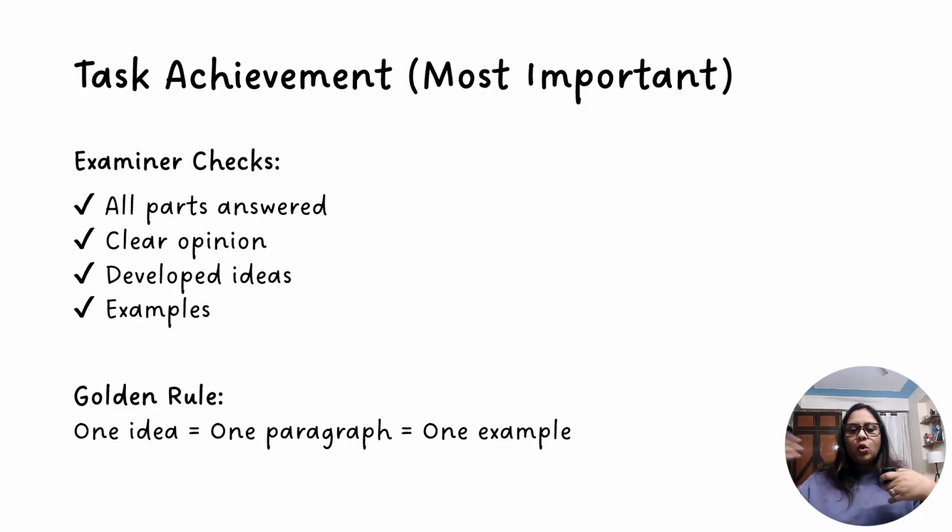So again, the golden rule is one idea, one paragraph, one example, very simple. So if you don't have many ideas, you are saying that I agree with the point, but I have only one major point related to that. So you just use that in the first main paragraph. Give that example, give that point of view, explain it properly, give your reasoning, and then provide the example also.